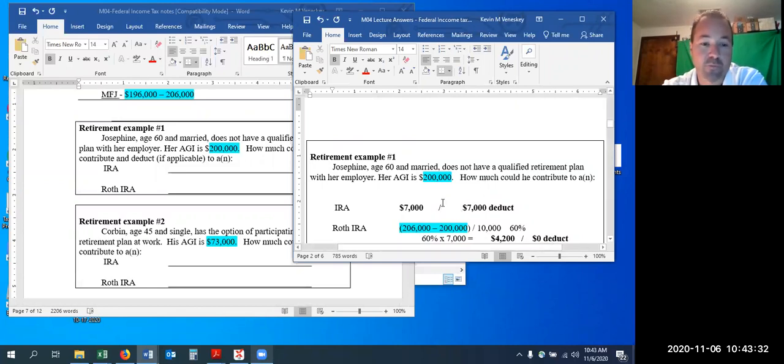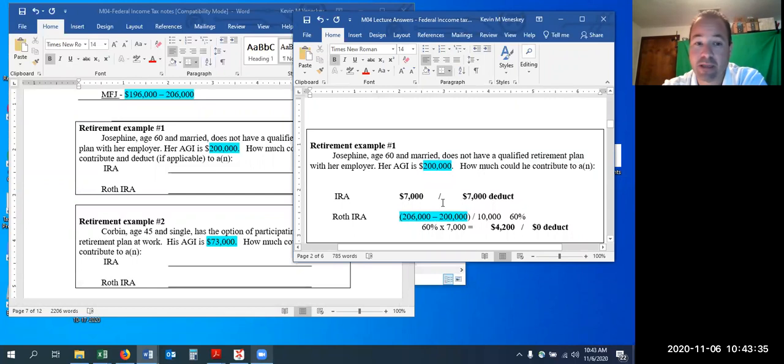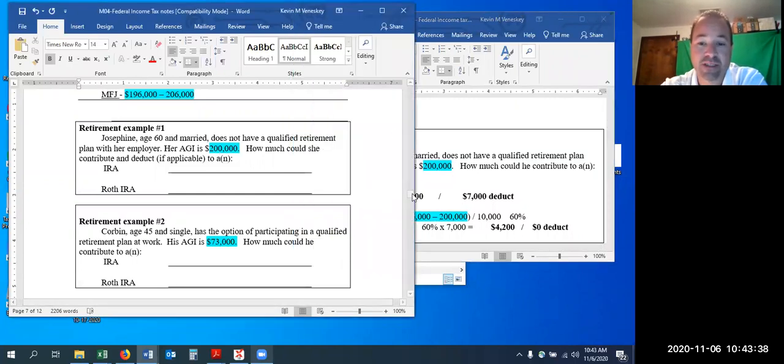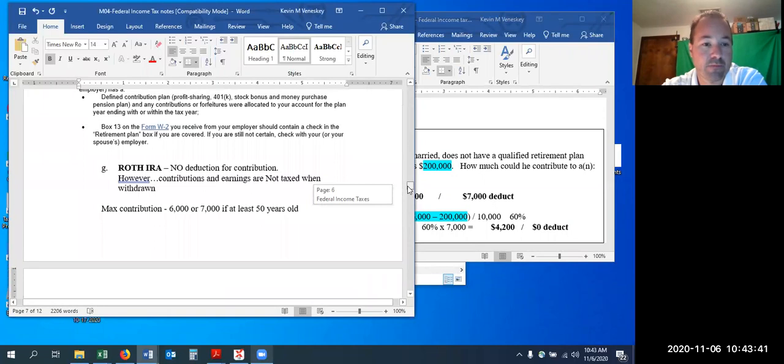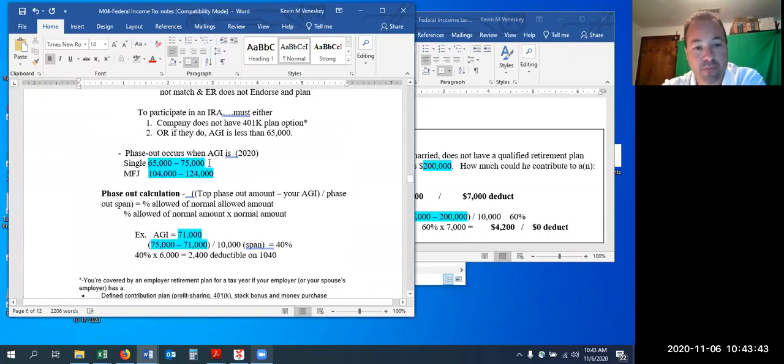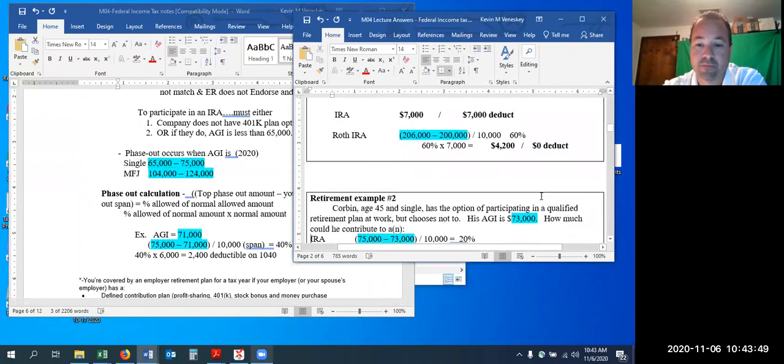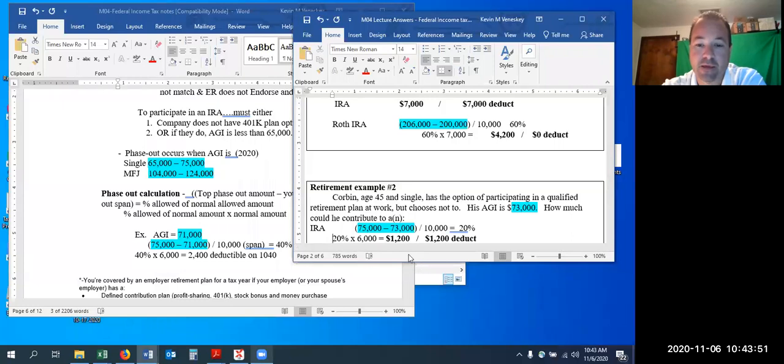Let's look at the answer for this one. Retirement example was 73,000. He does have a plan available at work. So that brings us back up to our phase out up here. We're real close to the top number. So he can't put away much. When you do the math here, 75 top number minus where we're at now, so 2,000 divided by 10, that's only 20%. So we can take 20% of the normal amount with his age. 20% of 6,000, and we can deduct the full amount.